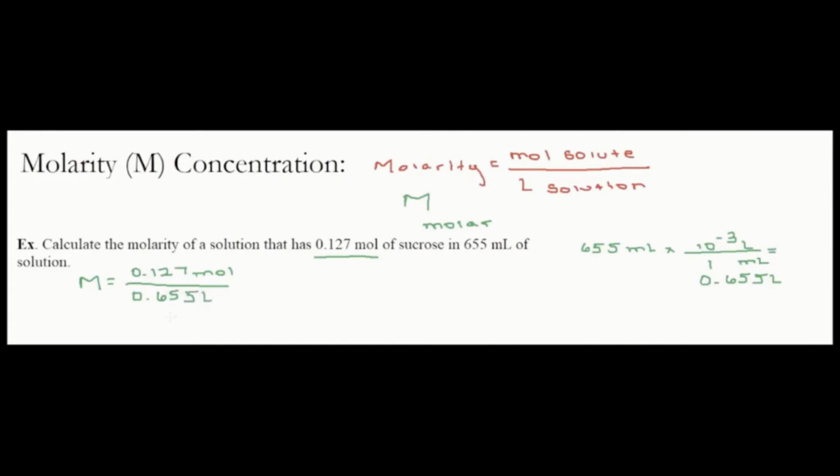Okay, and so what I get for my molarity when I do this, 0.127 divided by 0.655, I get, well, I want 3 sig figs here. I've got 3 sig figs here. So I got 0.19389. So I want to keep the 1, the 9, and the 3 is going to round up to a 4. So 0.194. And my units are molar, capital M. Make sure it's a capital M and it's molar.